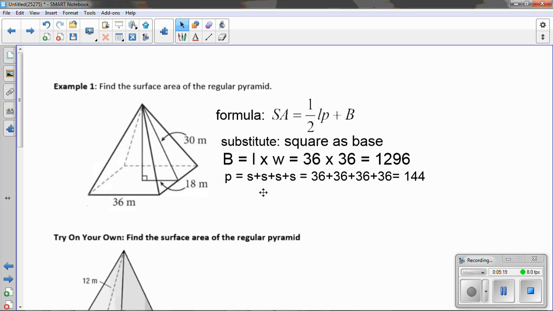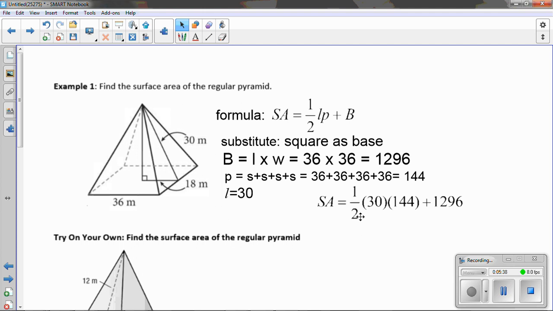That's 30. There we go. There it is. Okay? So now I just got to plug and chug. Plug that stuff in. So I have 1/2 times slant height, which is 30, times the perimeter, which is 144, plus the area, 1,296. I'm going to multiply all this together.